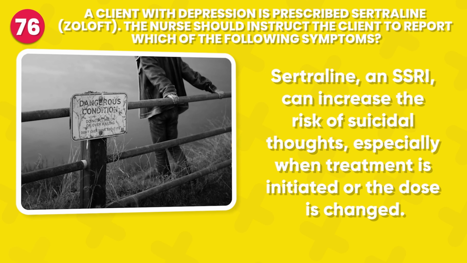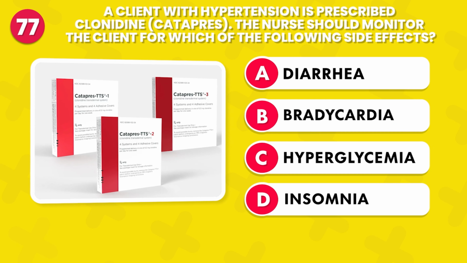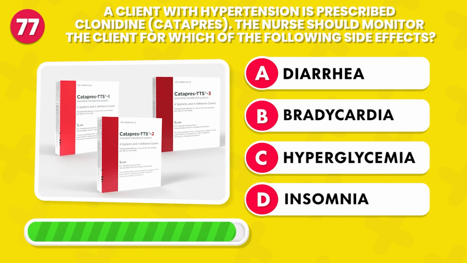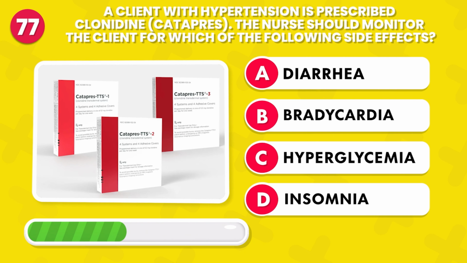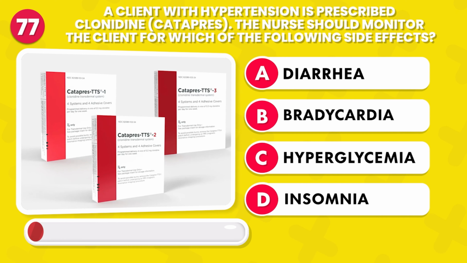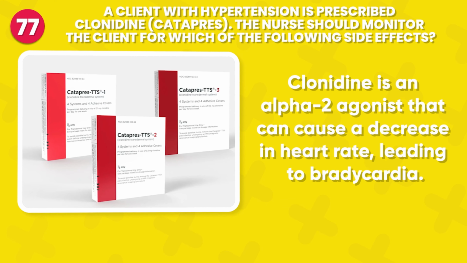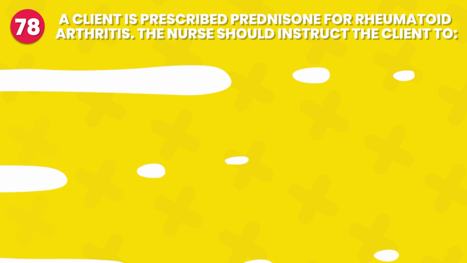the dose is changed. A client with hypertension is prescribed clonidine, Catapres. The nurse should monitor the client for which of the following side effects? A. Diarrhea. B. Bradycardia. C. Hyperglycemia. D. Insomnia. It's B. Bradycardia. Clonidine is an alpha-2 agonist that can cause a decrease in heart rate, leading to bradycardia.